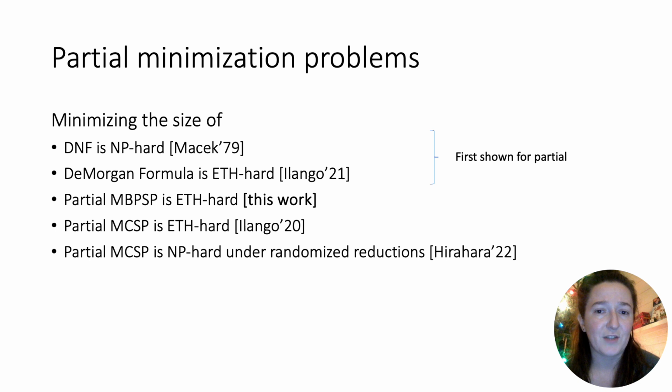We already know that partial MCSP is ETH-hard and partial MCSP is NP-hard under randomized reductions. And in this work we show that partial MBPSP is ETH-hard. But since we understand branching programs a bit better than circuits, for example, the best lower bounds for branching programs are quadratic versus linear for circuits, we believe that if we could construct a reduction from partial MBPSP to total MBPSP, then it will help us develop new techniques for constructing reductions from partial MCSP to total MCSP.